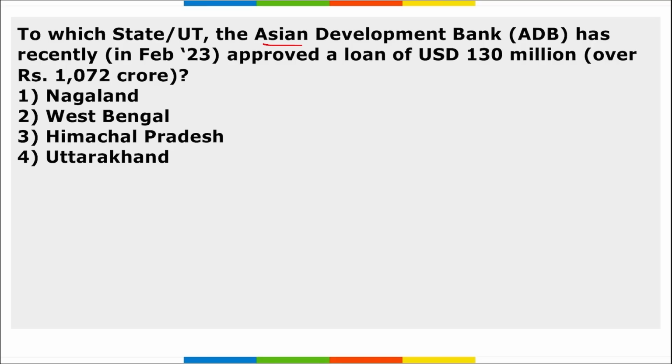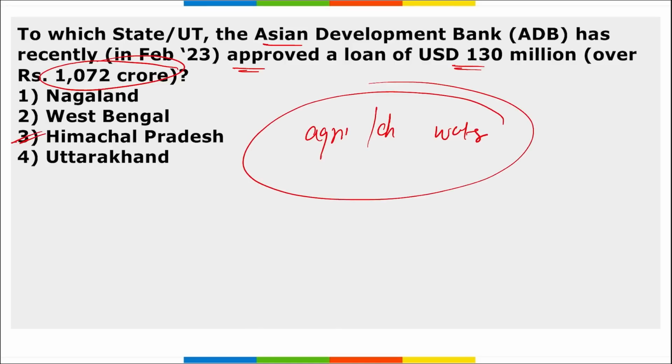Next, the Asian Development Bank has recently approved a loan of $130 million, that is around 1072 crore rupees. For which state? It is for Himachal Pradesh, for the development of agriculture, horticulture, and water resources. All these sectors will be developed, and this will help boost the farmers' income also.